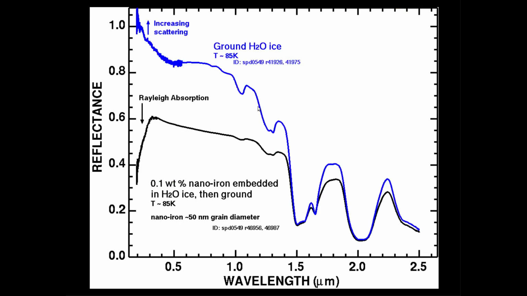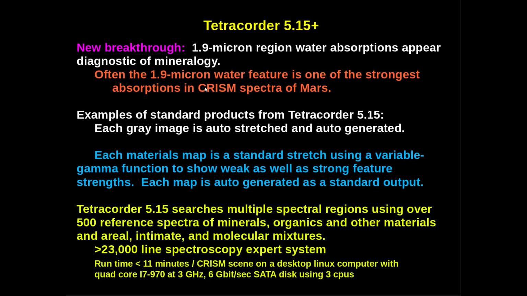Another example, here's water ice with embedded Rayleigh absorbers, in this case nano iron, and when the iron grains are embedded in the ice grains, and the same with silicates, you get an absorption. But if the iron grains are outside the host grains, then you get increased scattering and a bluing effect.